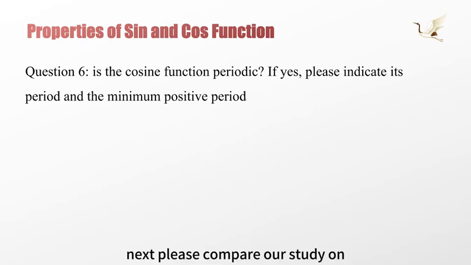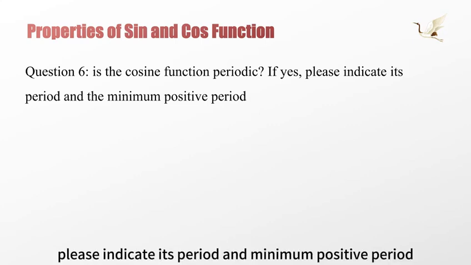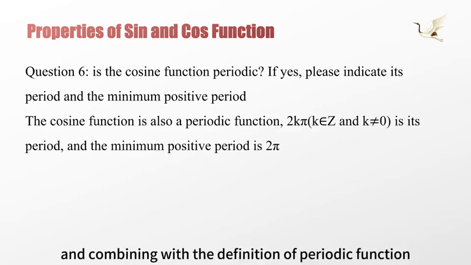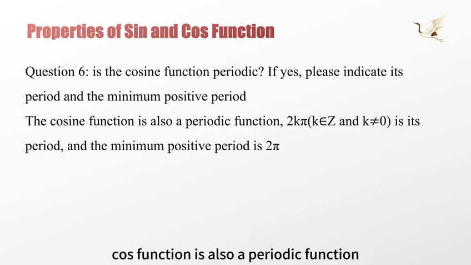Next, please compare with our study of the periodicity of the sine function to consider whether the cosine function is a periodic function. If yes, please indicate its period and minimum positive period. By observing the image of the cosine function and combining it with the definition of a periodic function, we know that the cosine function is also a periodic function, and 2kπ, where k is an integer and not 0, is its period. Its minimum positive period is also 2π.